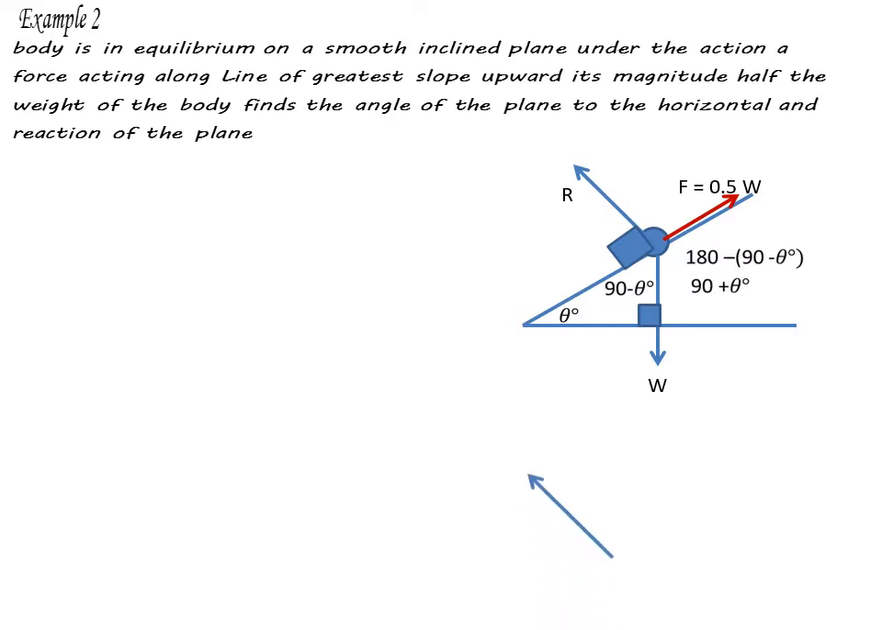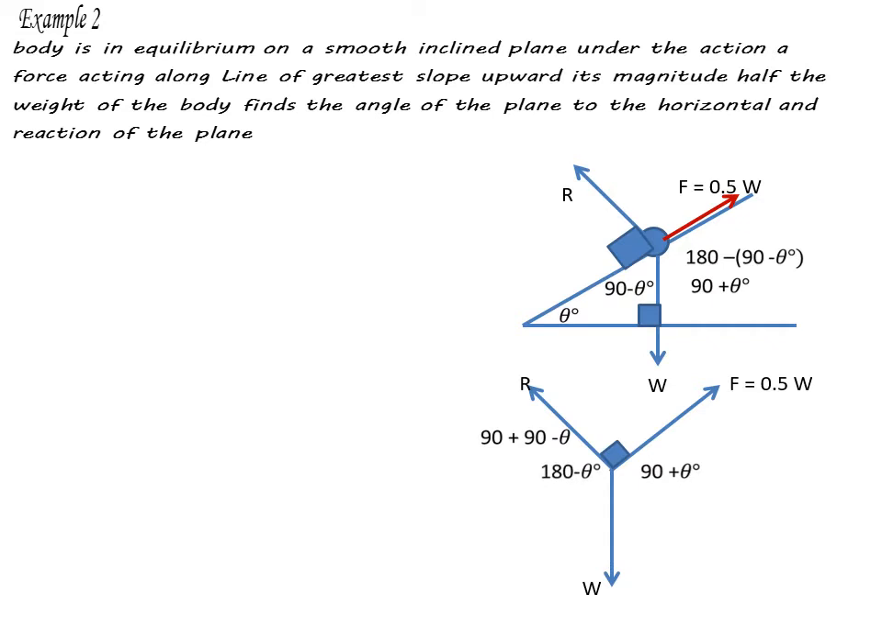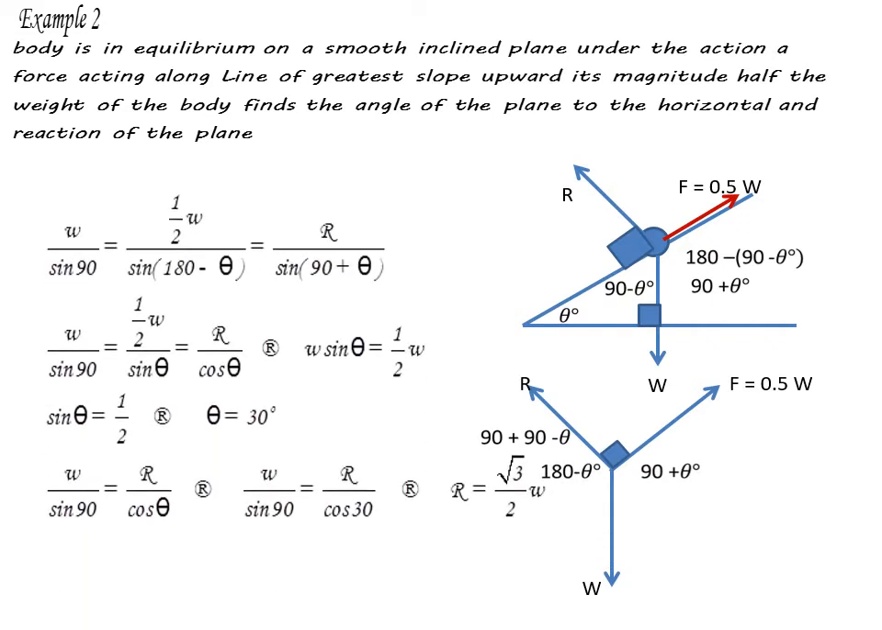Then we have three forces here. The first one equals R, and the second one equals W, and the third is F equal to half W. Finally, we have the weight, which is vertically down, and the angle between W and F equals 90 plus theta, but the angle between R and W equals 90 plus 90 minus theta, which means 180 minus theta. Here we apply Lami's rule.